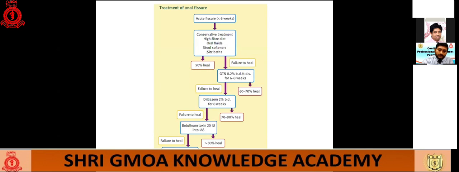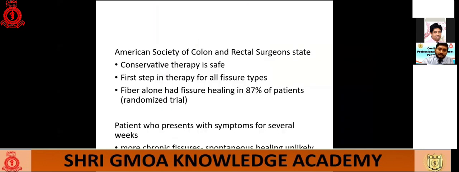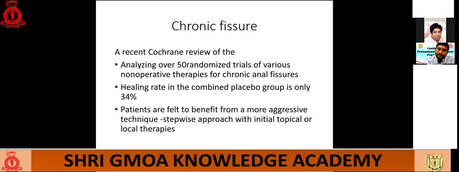So how are you going to treat these patients? The American Society of Colorectal Surgeons says that conservative therapy is the safest, and we have to try conservative treatment first. There's a randomized trial comparing a fiber-alone diet with other treatments. If you take fiber alone as a treatment for acute anal fissures, 87% of the patients get healed. So dietary modification is enough in certain groups of patients. But for patients who have persistent fissures for more than 6 weeks, you have to seek other modes of treatment.